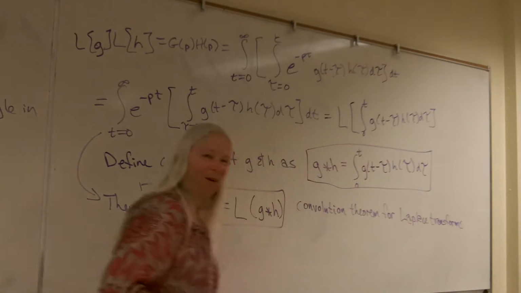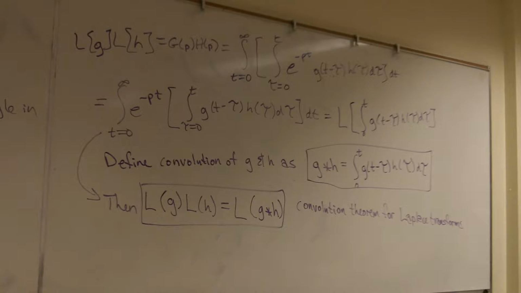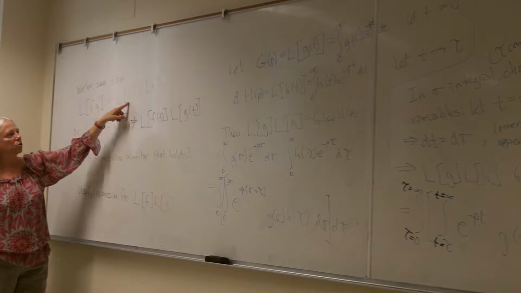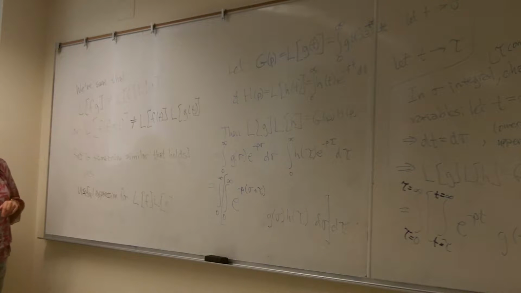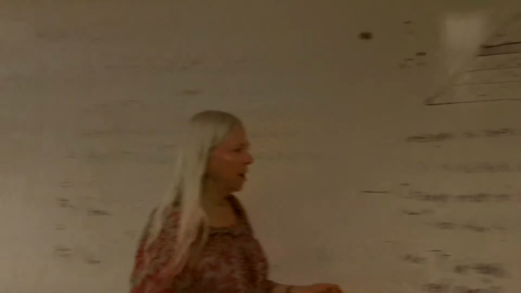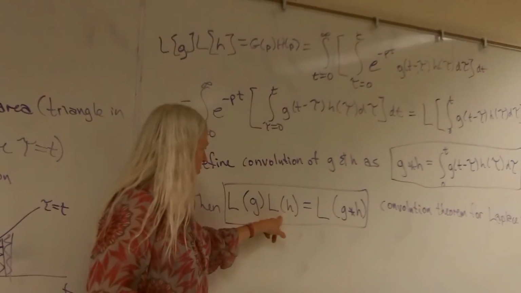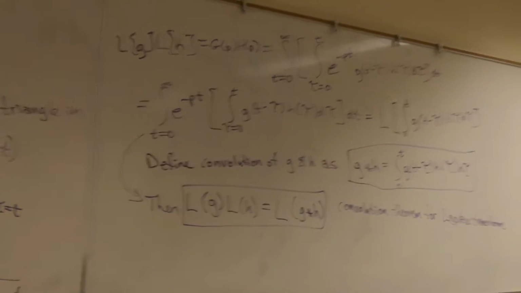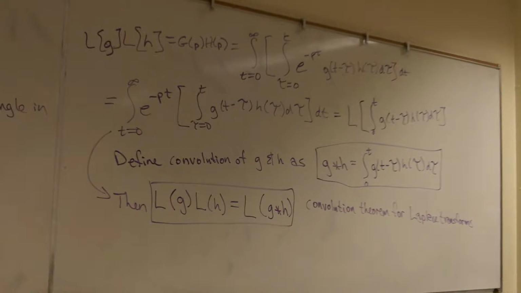There's actually a very similar convolution theorem for Fourier transforms also, but I don't think we'll have time to get into that. This is the more useful of the two anyway. Okay, so to compare this with what we started with, the Laplace transform of g times the Laplace transform of h was not equal to the Laplace transform of the product of g and h. But what is true is that the Laplace transform of g times the Laplace transform of h is equal to the Laplace transform of the convolution of g and h. That's what the convolution theorem tells us.